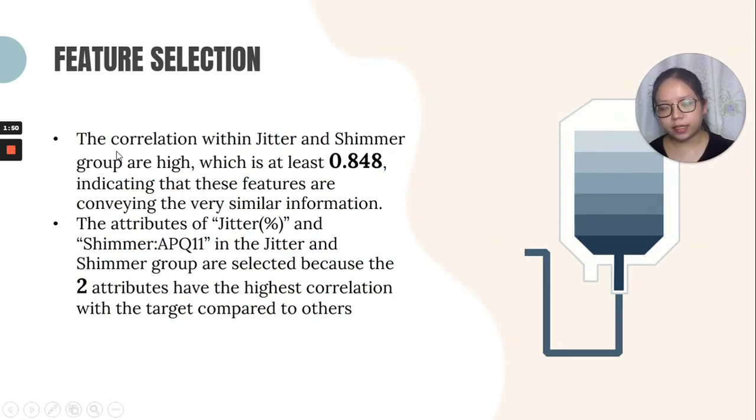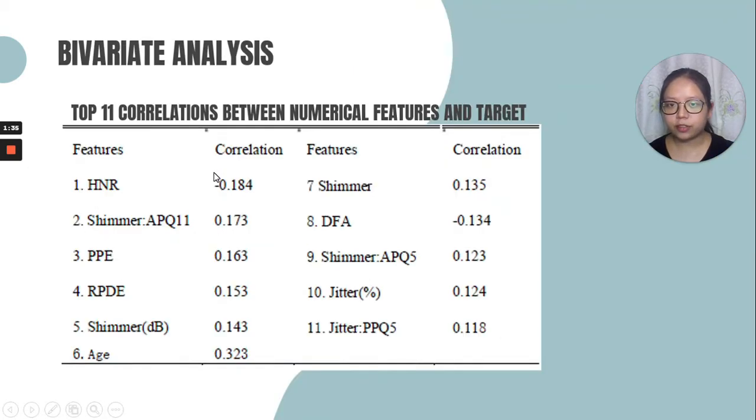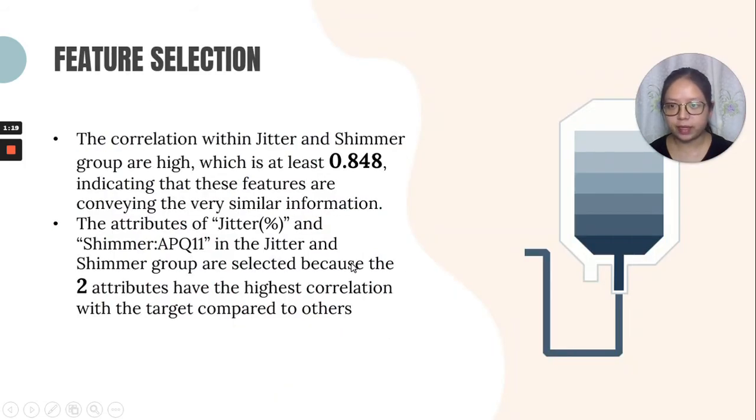Therefore, we calculated the correlation within the jitter and the shimmer groups, and it is quite high. We could see here, which means that the information conveyed by these two groups is quite similar. Therefore, we decided to pick the highest value from each group respectively. So here for shimmer, we pick shimmer APQ11. For jitter, we pick jitter percent.